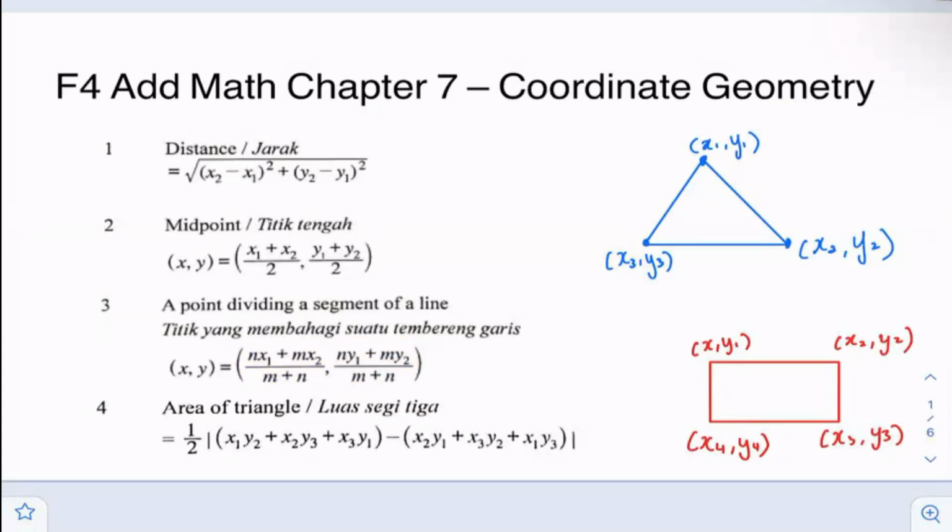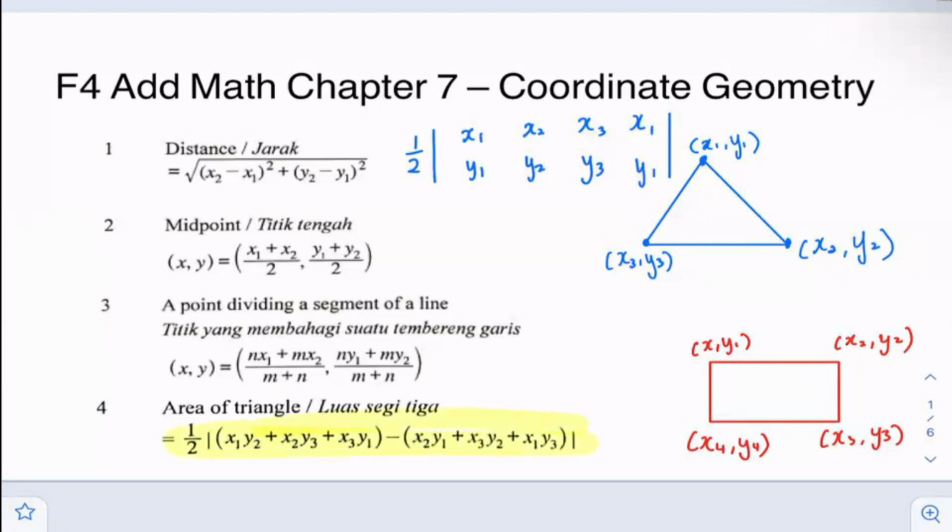The last formula is to find the area. So let's say I have a triangle like this, and in order to find the area, I have to use 1 over 2 modulus. I start with point 1, x1, y1, x2, y2, x3, y3, and remember, you have to repeat the first point before you close the modulus. So I have to repeat x1, y1, then I close the modulus.